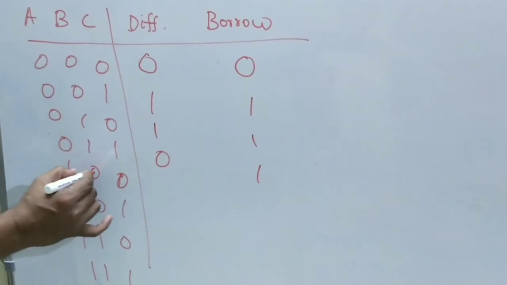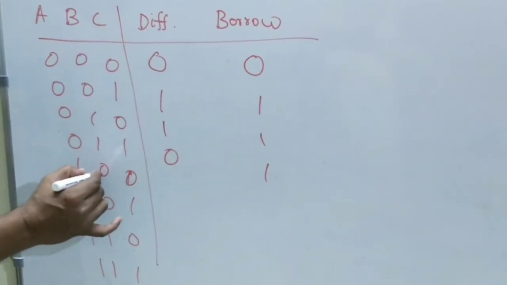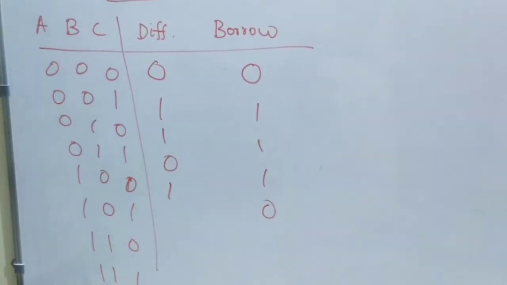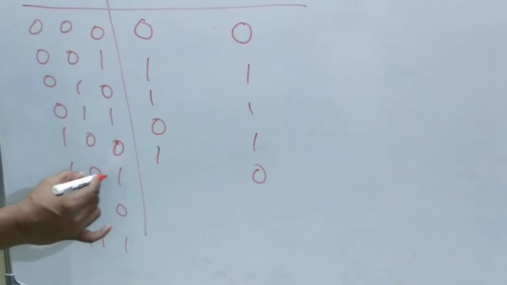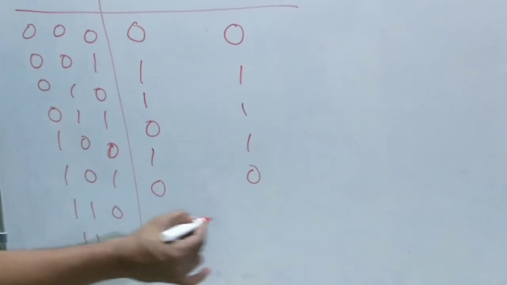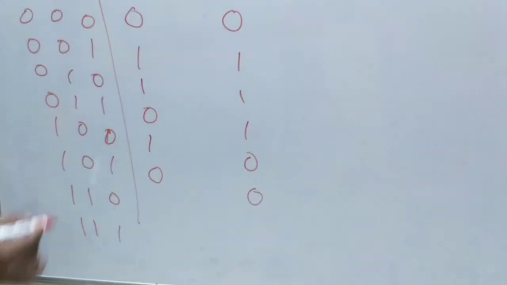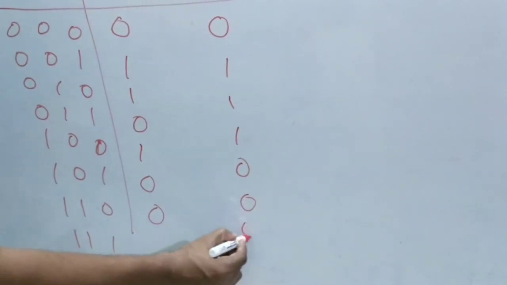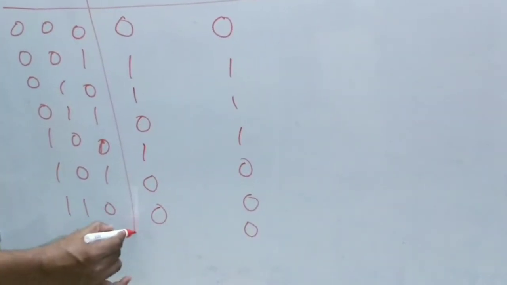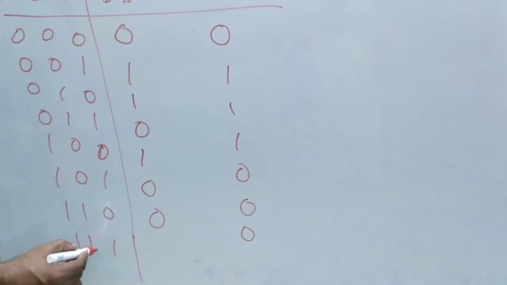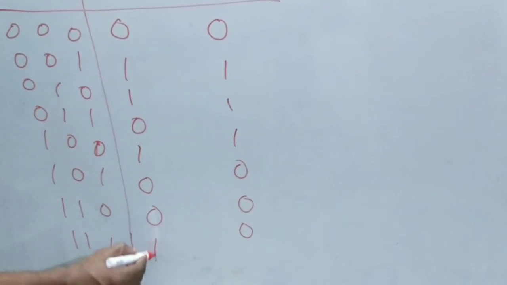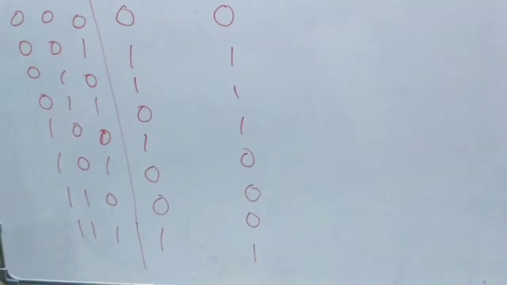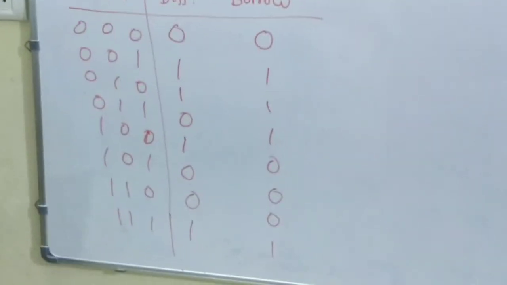1 minus 0 is 1. And 1 minus 0 is 1. So difference is 1. Borrow is 0. 1 minus 0 is 1. 1 minus 1 is 0, so difference is 0 as well as borrow is 0. 1 minus 1 is 0, 0 minus 0, difference is 0, borrow is also 0. Here 1 minus 1 is 0, 0 minus 1, difference is 1, 0 minus 1 means we will be taking a borrow now, so borrow is also 1. This is the truth table.